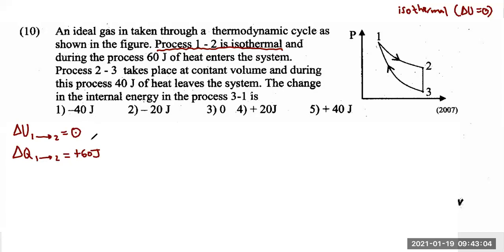Okay, we are describing process 1 to 2. And 60 joules enters the system. That means the system has absorbed 60 joules. Process 2 to 3 takes place at constant volume. Constant volume, right? Talking about process 2 to 3.